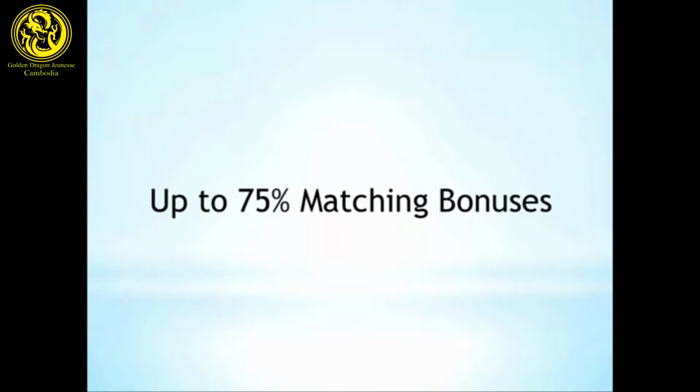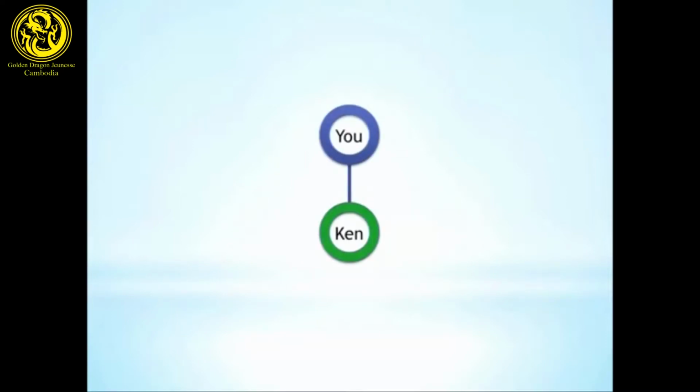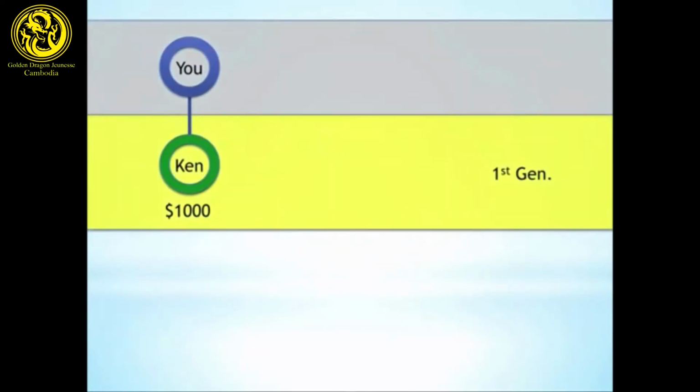Okay, so what does this all mean? Let's look at another example. Let's say that Ken creates an income of $1,000 per week from the cycles that are generated by his team. Because the matching bonus on your first generation is 20%, the computer would add an additional $200 to your check.